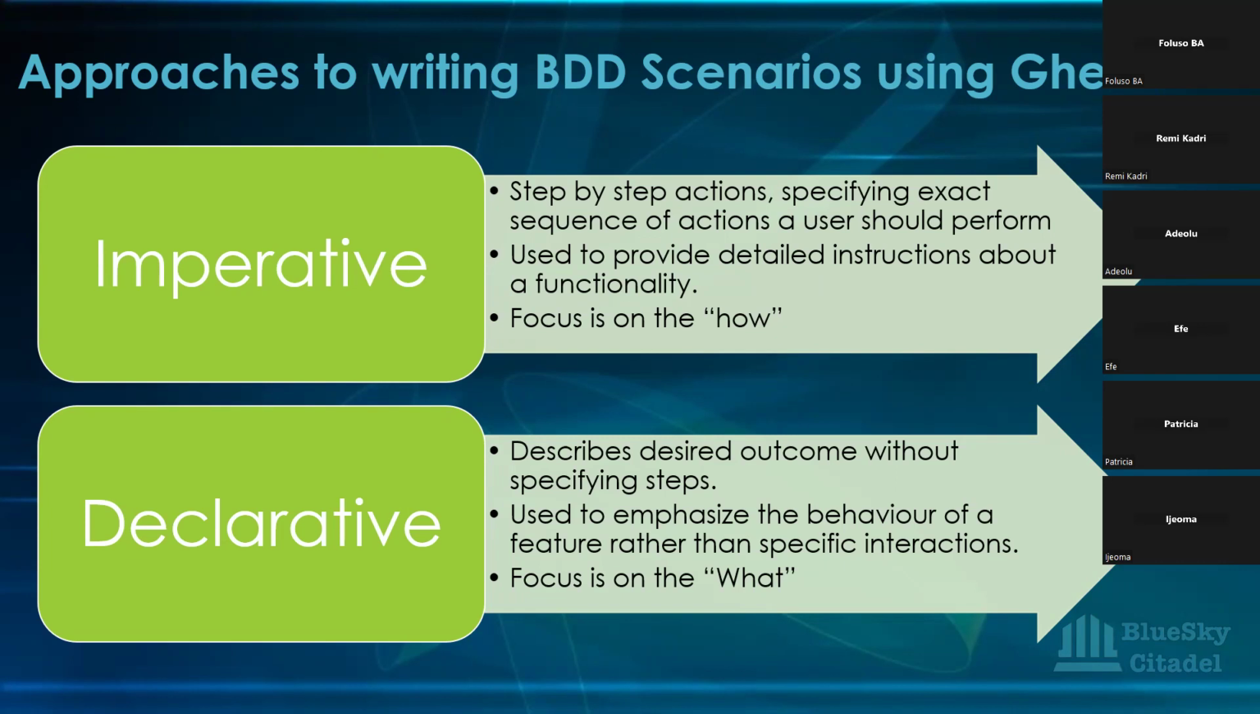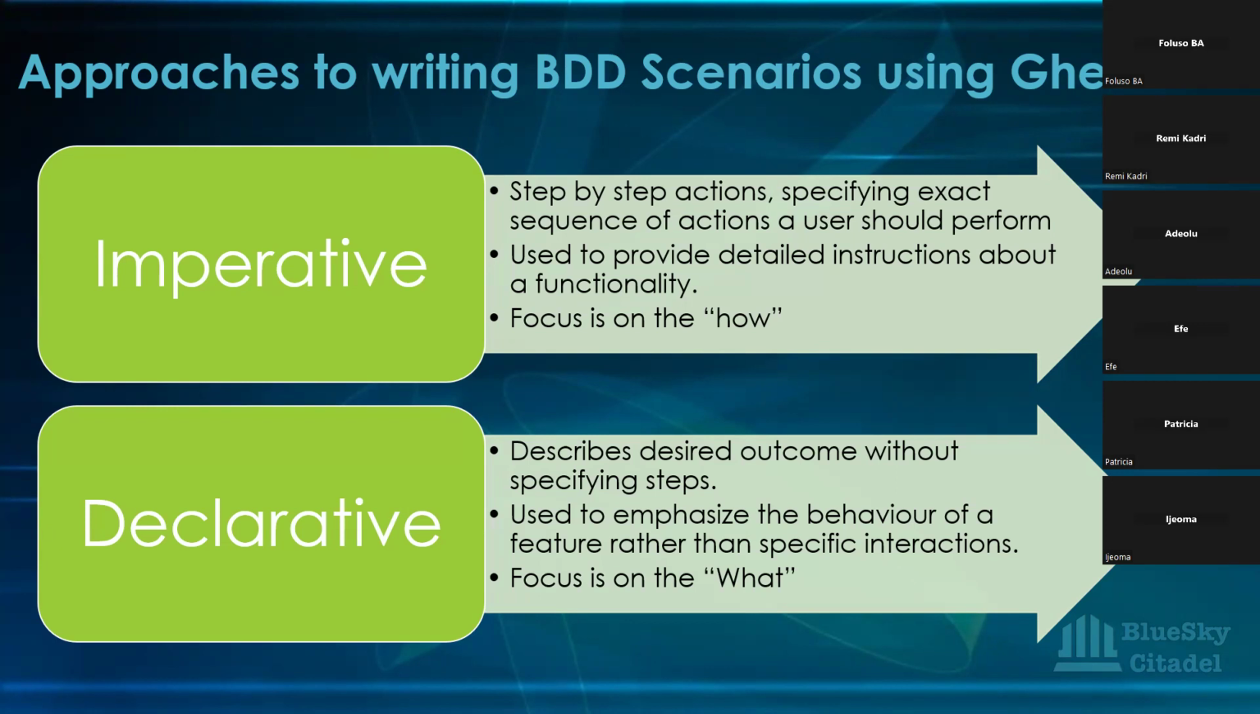So that's the difference between imperative and declarative. Imperative is step by step, focusing on the how. Declarative, on the other hand, focuses on describing the desired outcome without specifying the exact steps, and it allows for a more high-level description of what should happen. So imperative focuses on step-by-step action, and specifies the exact sequence of actions that the user should perform.